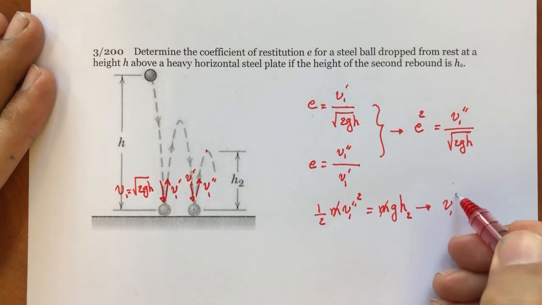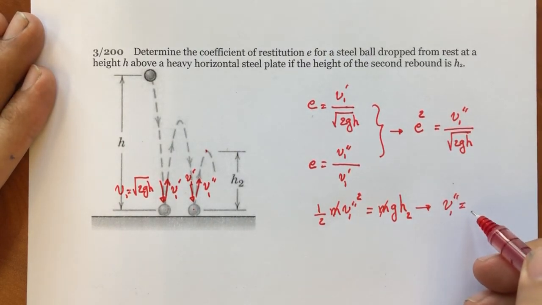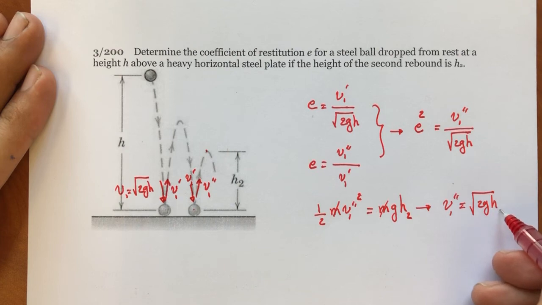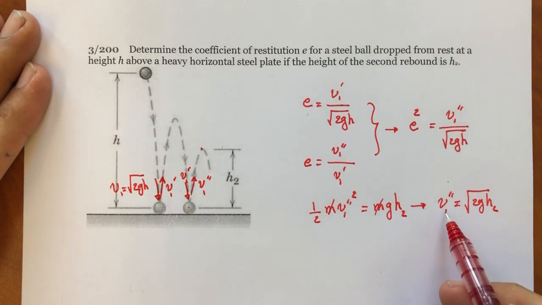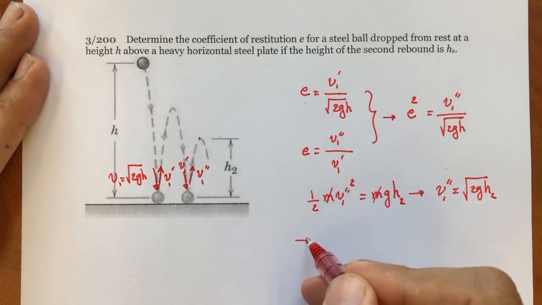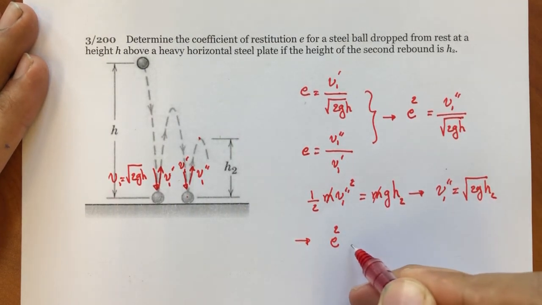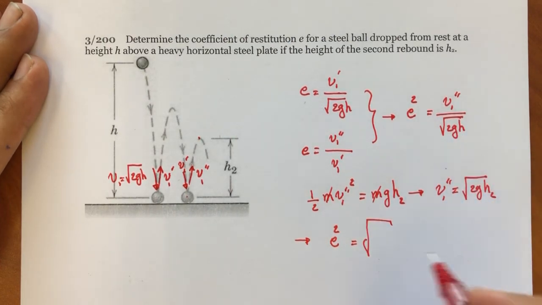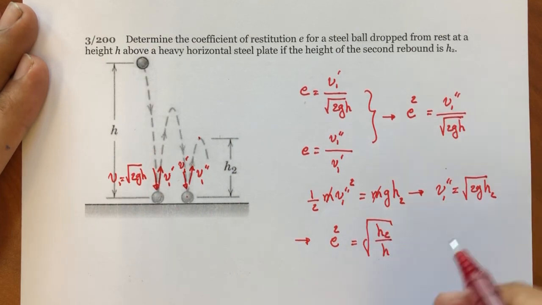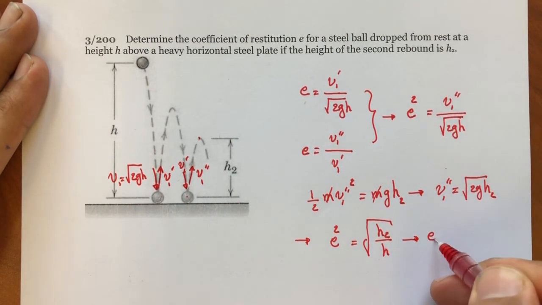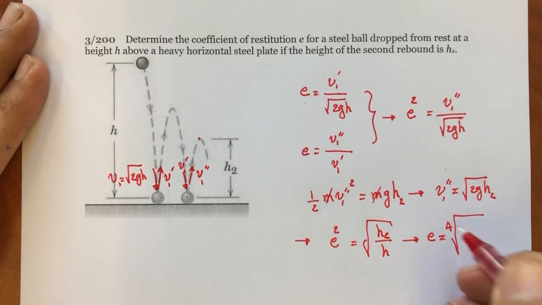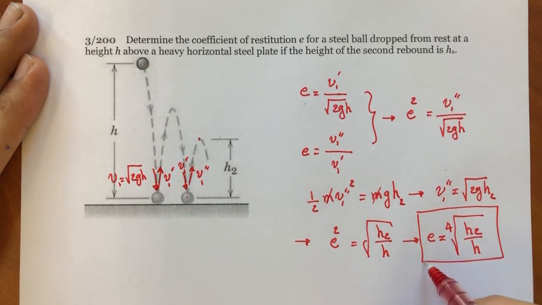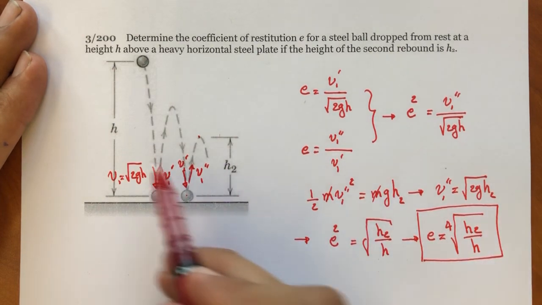So v1 double prime is going to be equal to the square root of 2gh2. So if I replace this v1 double prime in this equation, then I'm going to have E squared equal to the square root of 2gh2 divided by the square root of 2gh. It's going to be h2 divided by h. Or E is going to be equal to the fourth root of h2 divided by h. So we found the coefficient of restitution in terms of h2 and h.